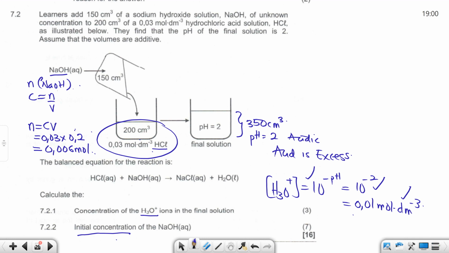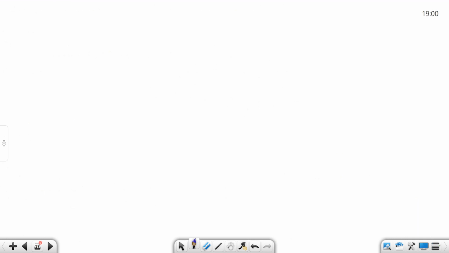So we don't know this n. We need to find it. How do we find it? We need to find the n of the acid that reacted. Please. Don't say, but we already have it. Mole ratio requires the number of moles of the other substance that reacted. It is the one that reacts. All right. Let's go get the number of moles. Since our focus is to get the number of moles that reacted.